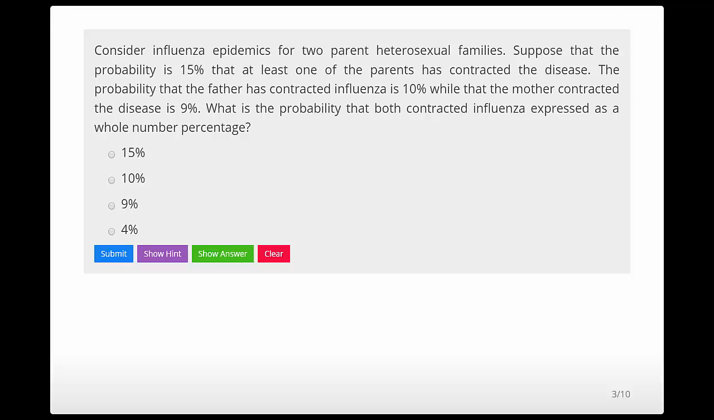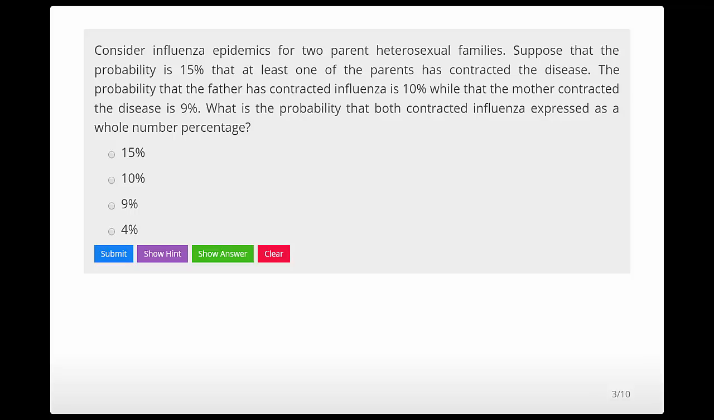So consider influenza epidemics for two-parent heterosexual families. Suppose that the probability is 15% that at least one of the parents has contracted the disease, 10% that the father has contracted the disease, while 9% for the mother. What's the probability that both have contracted the disease?